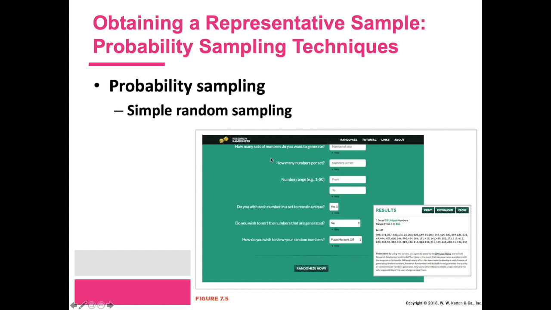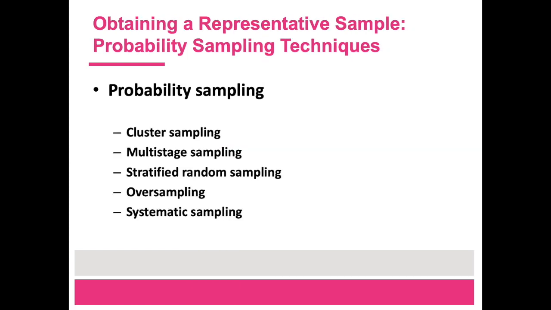So there's lots of ways of doing a simple random sample in practice, but all of them basically say you have everyone that you could select, and then you just randomly select some of them. There's other ways that you can use probability sampling. There's cluster sampling, multi-stage, stratified random, oversampling, and systematic sampling. All of these are used and can be used really well. They're useful in very specific cases.